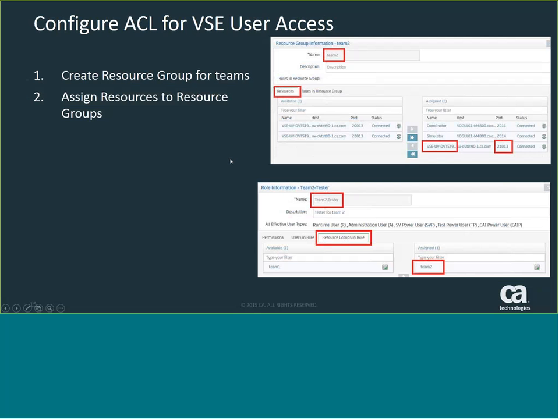Next, we create team roles and assign permission to the roles. You see all effective user types. These are the permissions that we have assigned to this team, to this role.